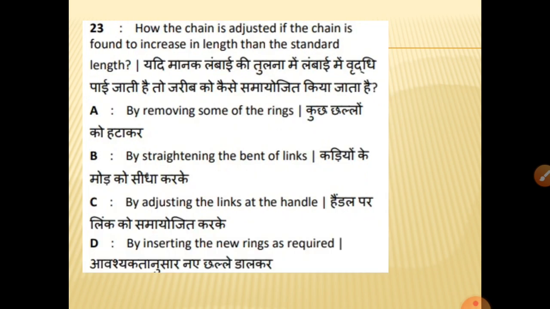23rd question. How is the chain adjusted if the chain is found to increase in length than the standard length? By removing some of the rings, by straightening the bend of links, by adjusting the links at the handle and by inserting new rings as required. Option A itself is the correct answer. By removing some of the rings, the chain is adjusted if the chain is found to increase in length than the standard length.